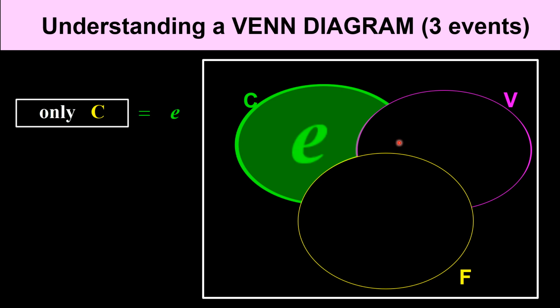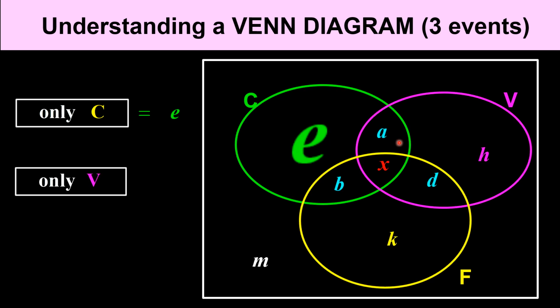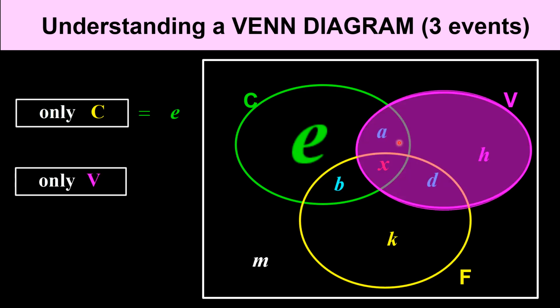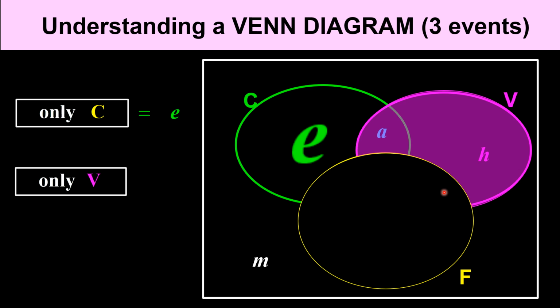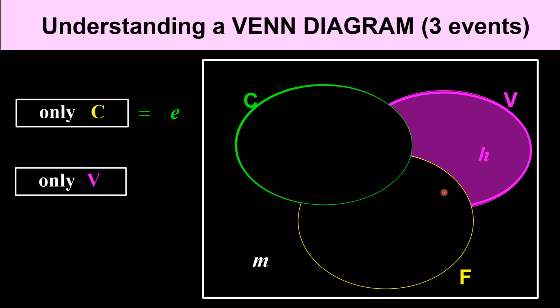So that one will be E. Now if I take the next one, only V, if I look at V, you see there are parts that are not only V. The A, the X, and the D belong to others as well, to chicken and fish, so I have to remove the fish part and the chicken part. That leaves me with only V. In this case, it's represented by the region H. So only V is H.